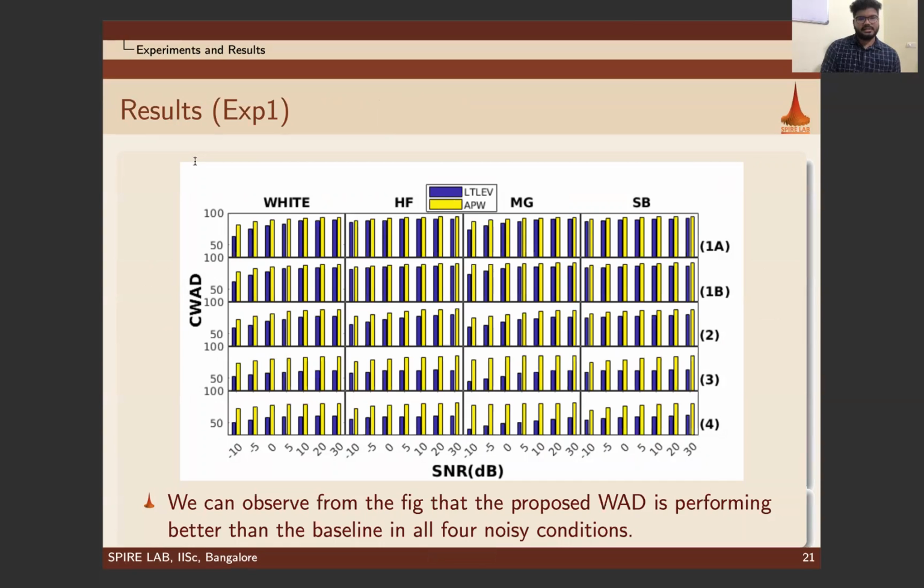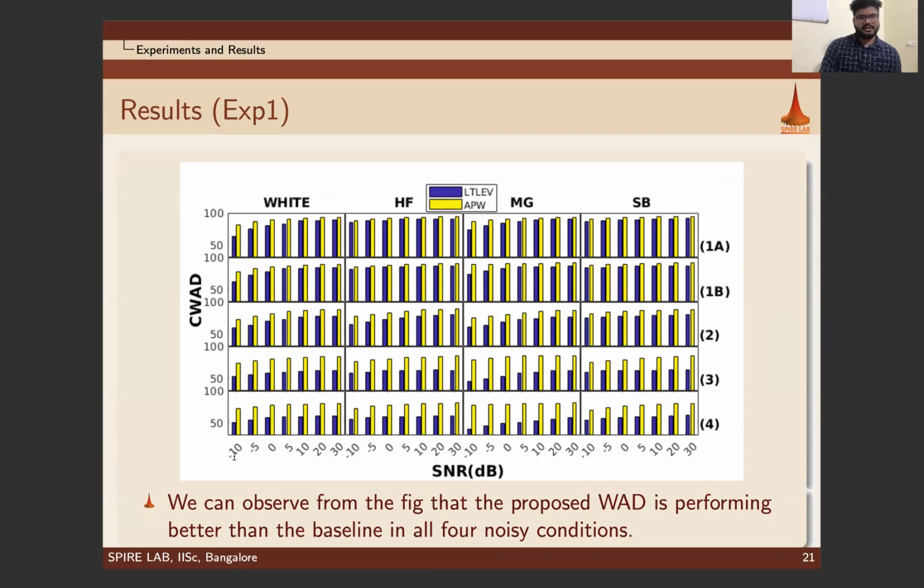In the first slide, that is the first experiment, here we have used only clean speech data for the training. We can see that there are 4 different columns indicating the different test noise types, and we can see 5 rows here, that is 1A, 1B, 2, 3, 4, which indicate the different test types. And here the blue indicates the baseline, that is LT-LEV, and the yellow indicates the proposed method, that is APW.